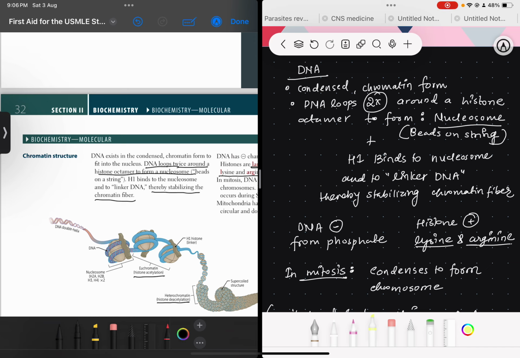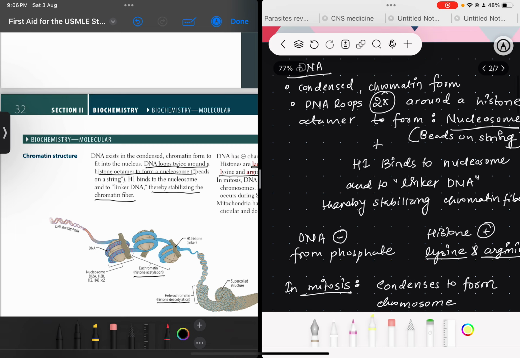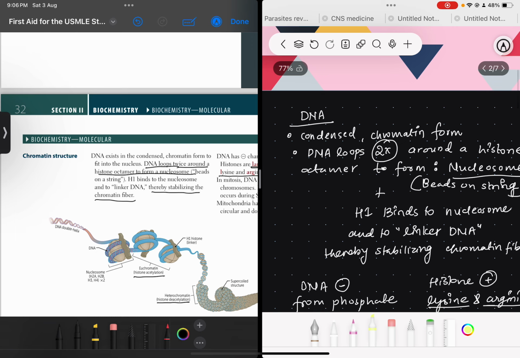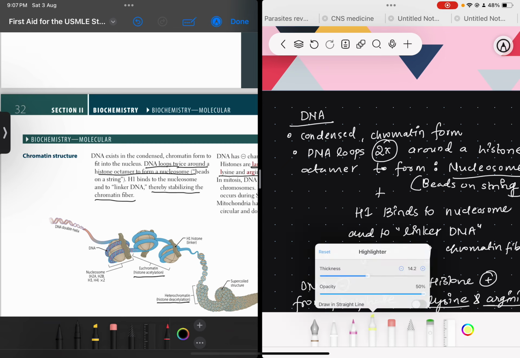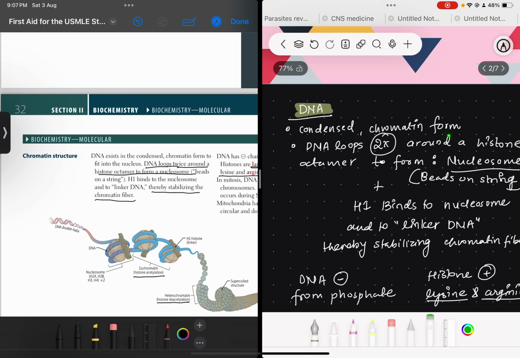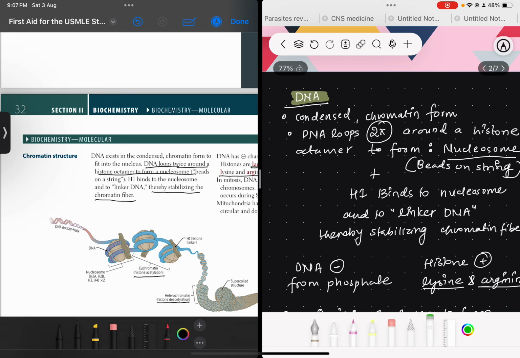We know that in our cell there is a nucleus, and the nucleus contains the nucleic acid, that is DNA, in all eukaryotes, and its main function is to pass the genetic information to another generation. So first, see the DNA. It is condensed and in chromatin form. We know it is very long, so obviously it has to be in condensed form to be packed into the cell.